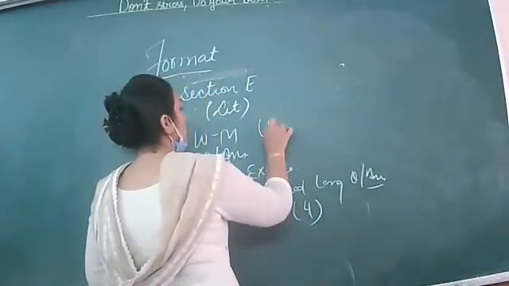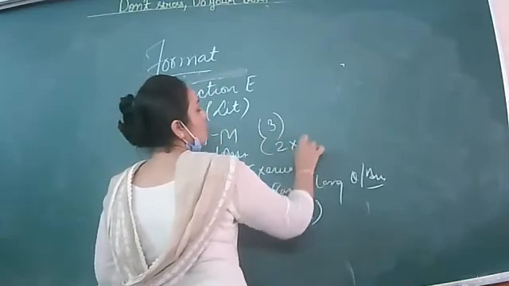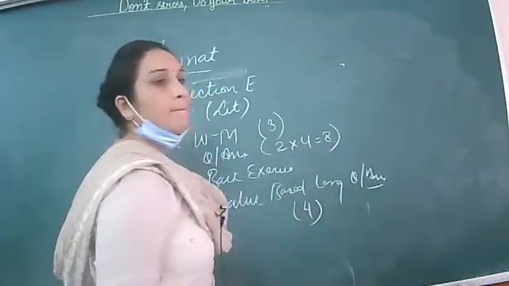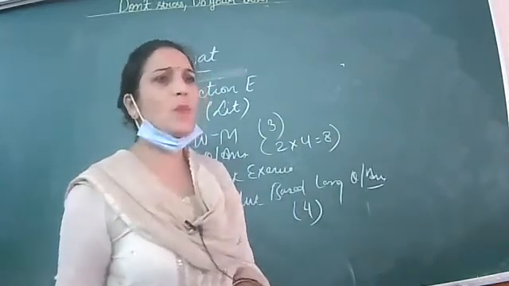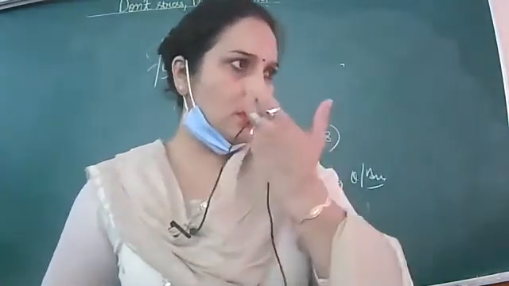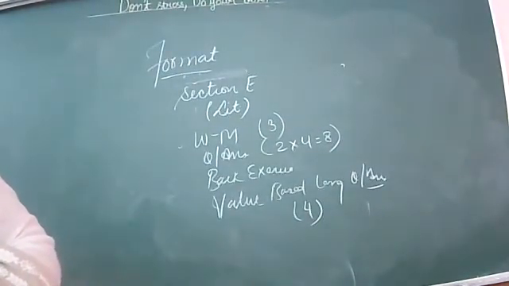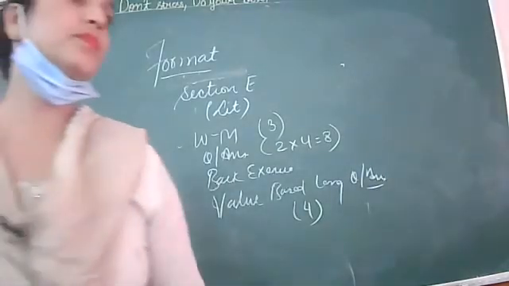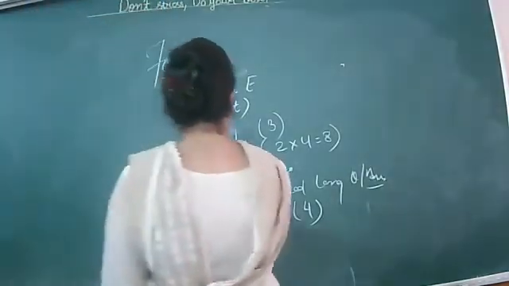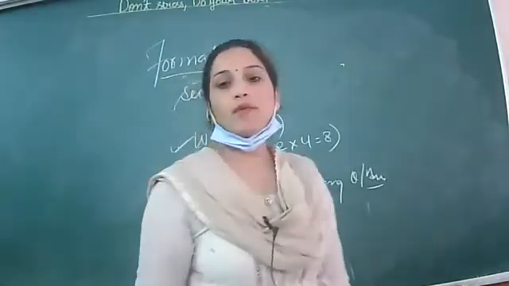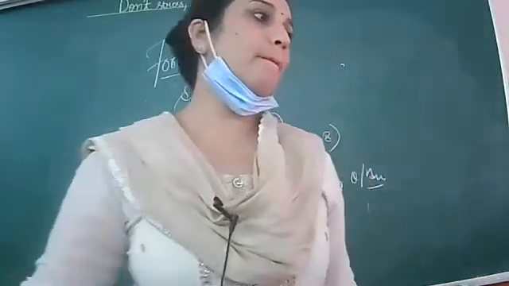Word meanings will be of 3 marks. Question answer 2 into 4, near about, I'm not sure. I think there is not so much back exercise given in your chapters. So you will revise word meanings, question answers, and long questions. Word meaning, question answer, value-based questions, you have to revise thoroughly.